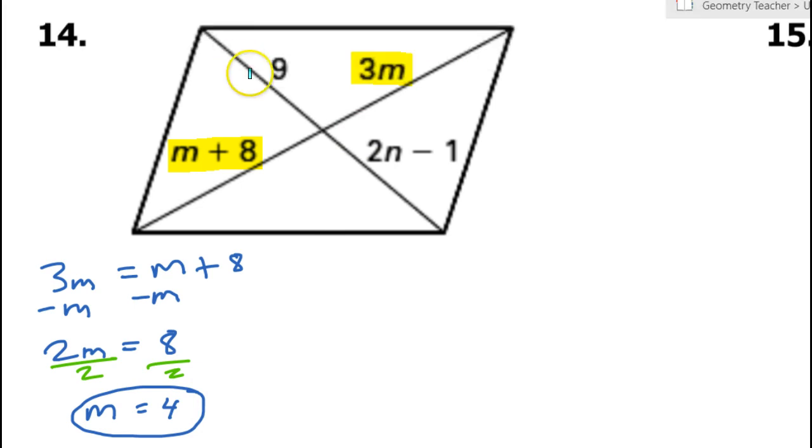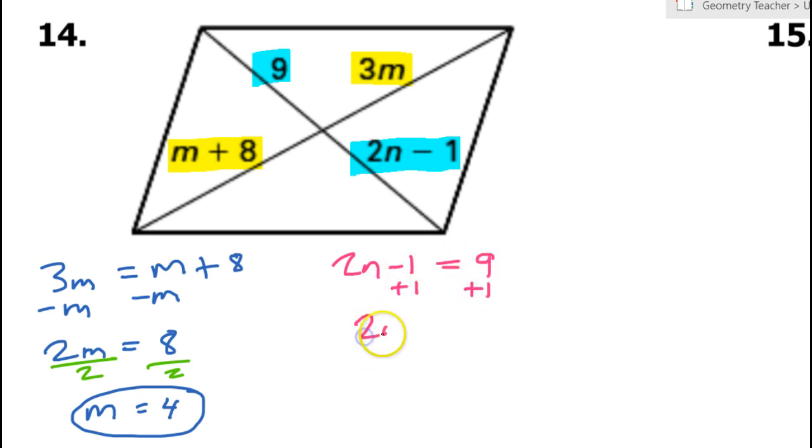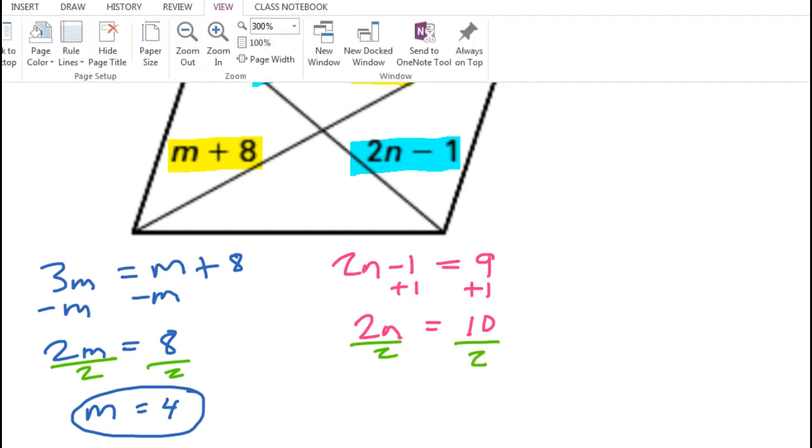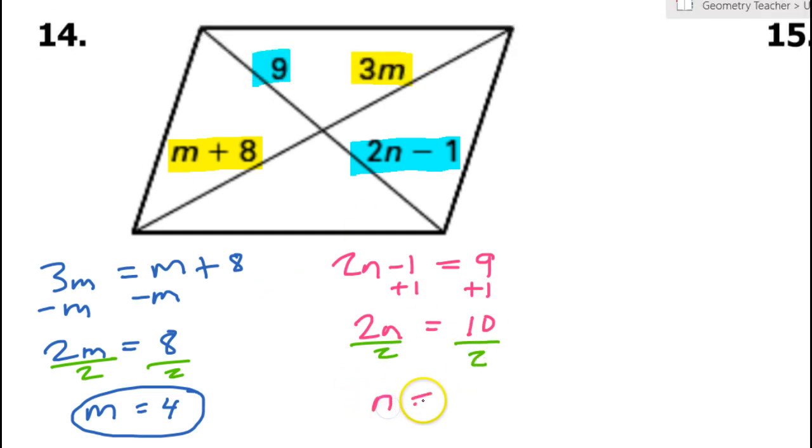Similarly, these diagonals also bisect each other, so these two halves should equal each other as well. So that means that 2n minus 1 should equal 9. Adding 1 to both sides, I have 2n is equal to 10. And dividing both sides by 2, I discover that n is equal to 5. So those are the two values we were supposed to find.